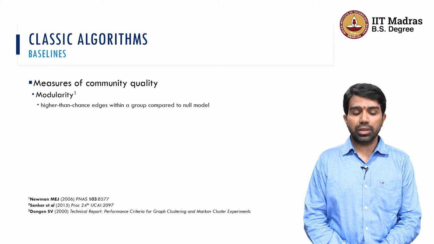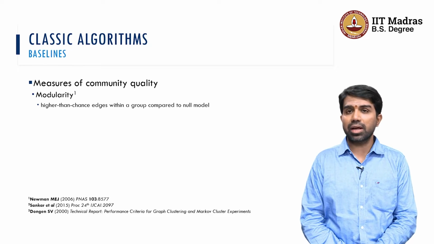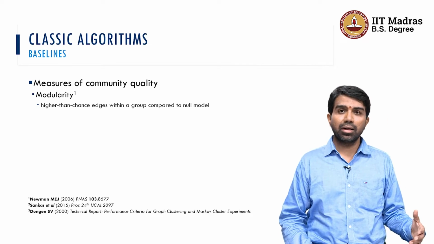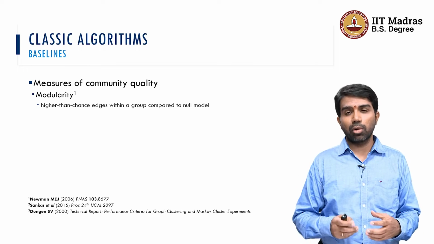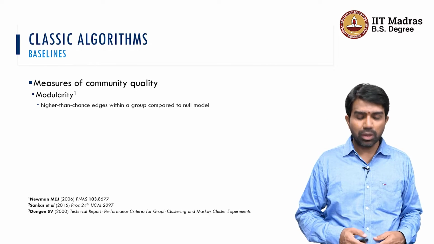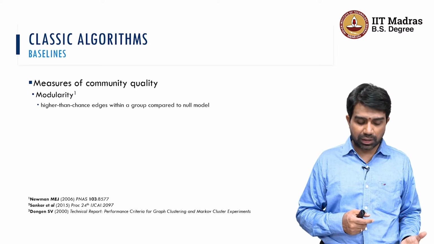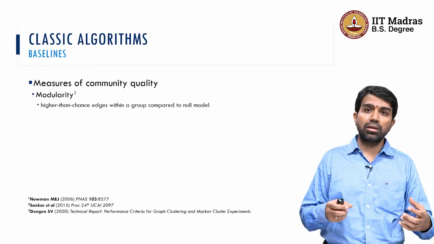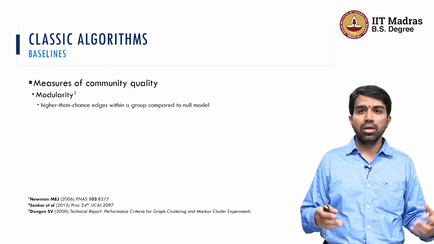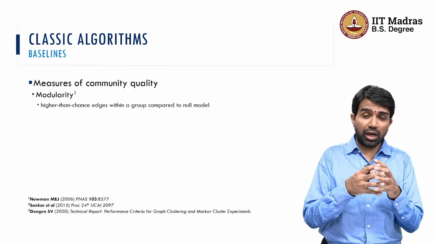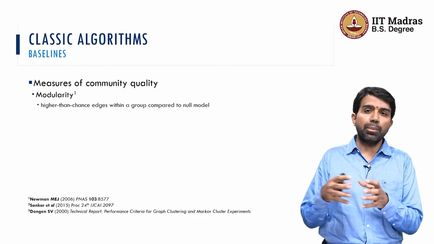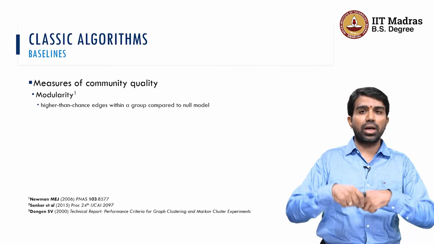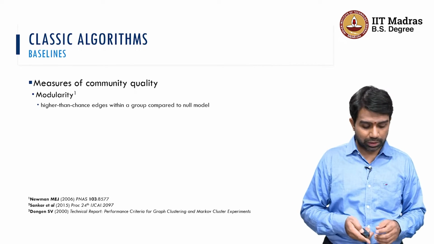What is a good community? So there are measures such as modularity. I again would like to remind you that we discussed modularity briefly a few lectures ago, which essentially was a definition given by Newman. Do you have a higher than chance edges within a group compared to a null model? So do you have too many edges, a very tightly knit group, compared to a null model where you would have randomly thrown edges all over the network.